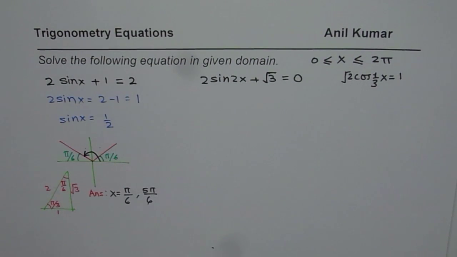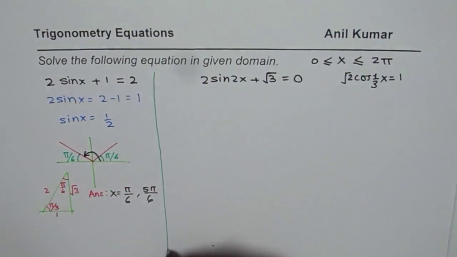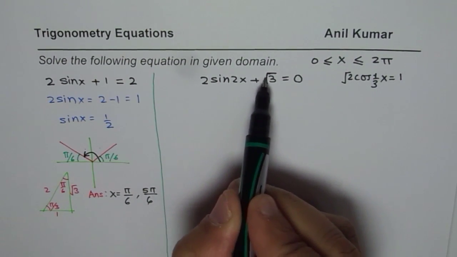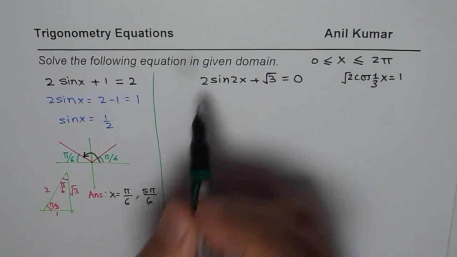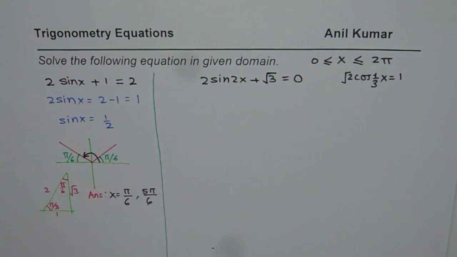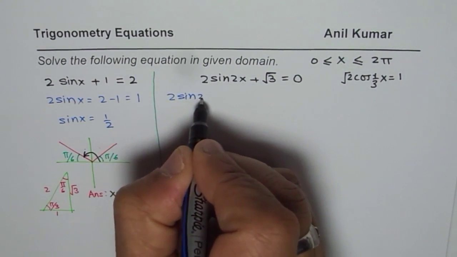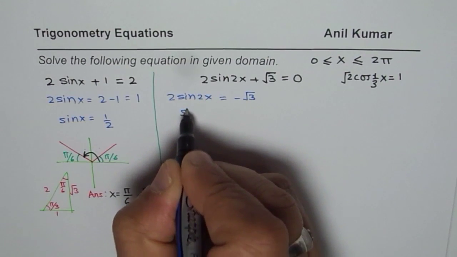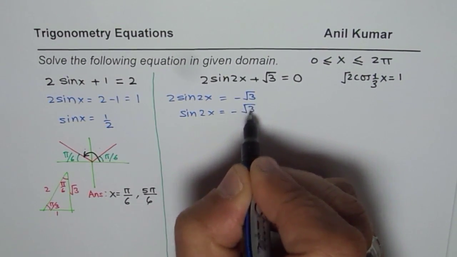Now let us simplify and find the solution from the second equation. The second equation is kind of different. It is 2 sine 2x plus square root 3 equals 0. So let's rearrange this equation. I get 2 sine 2x equals minus square root of 3, or sine 2x equals minus square root 3 over 2.